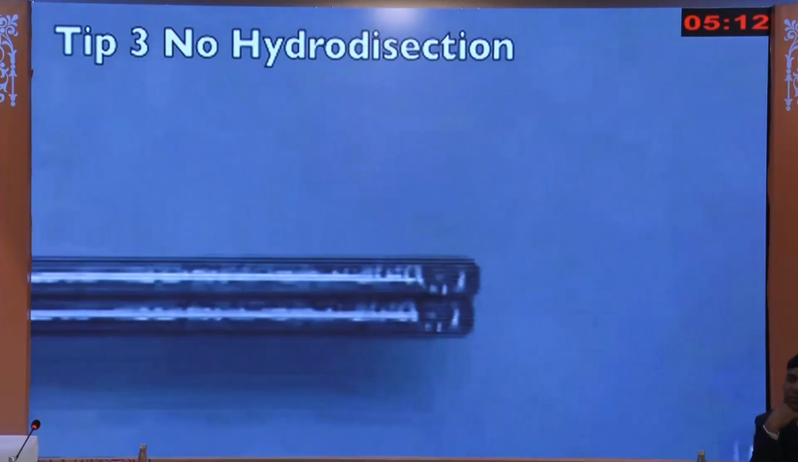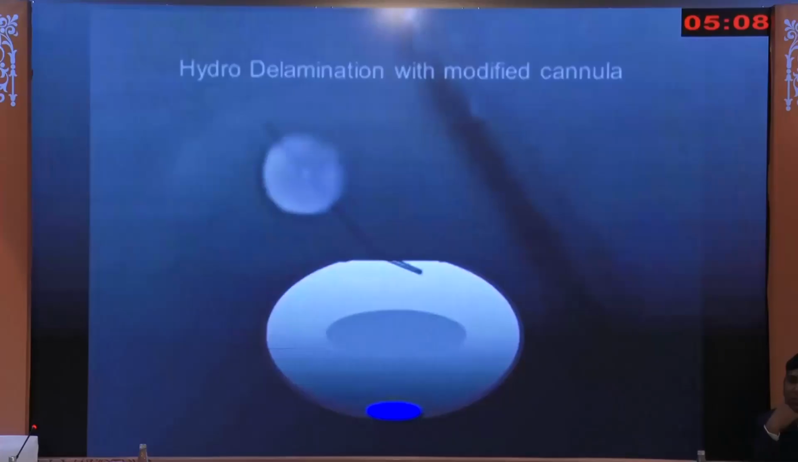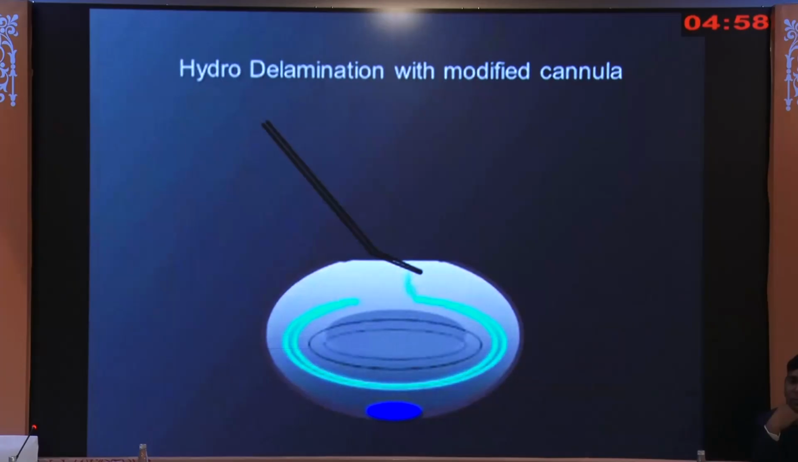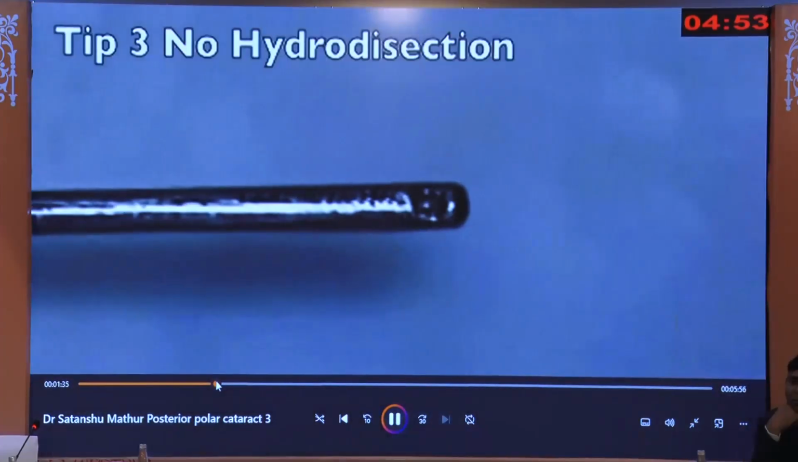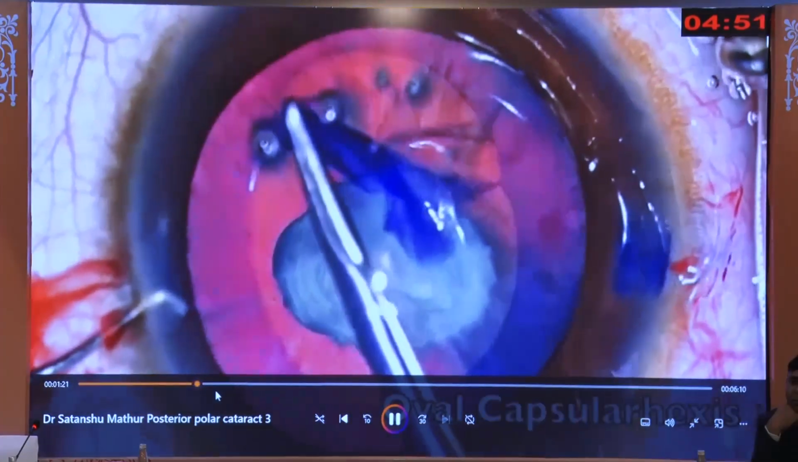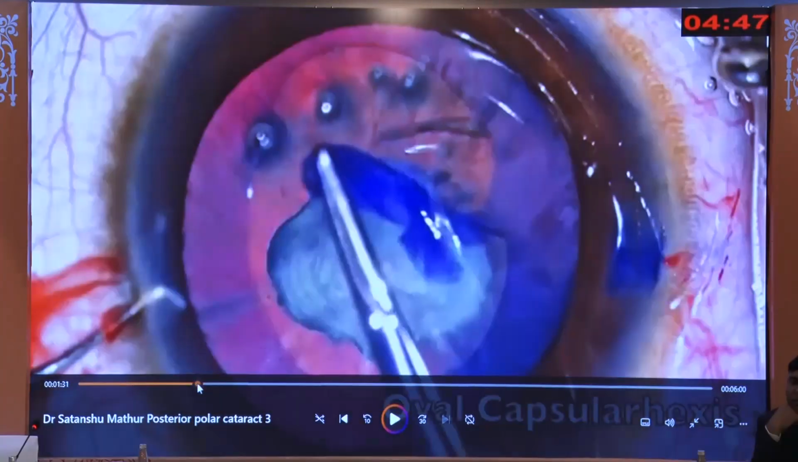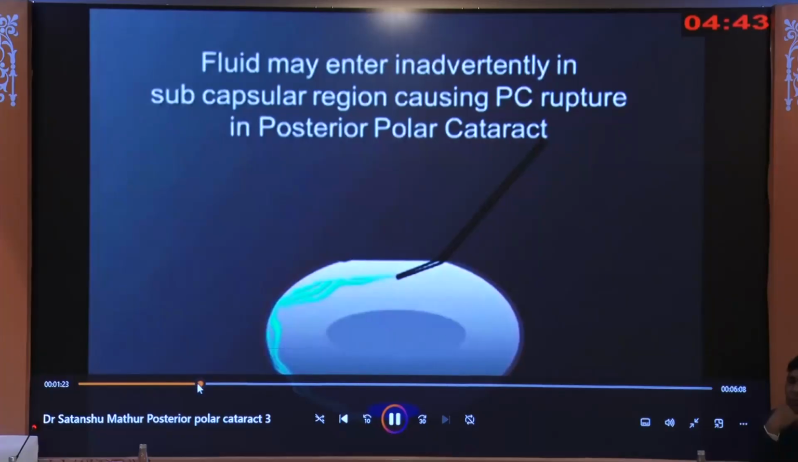So when we inject the fluid, it does not go behind the posterior capsule, but goes behind the lens. I will show you. So here, when we injected the fluid, it is going behind the capsule. You see, it is behind the capsule.